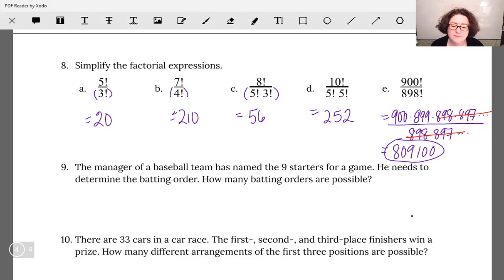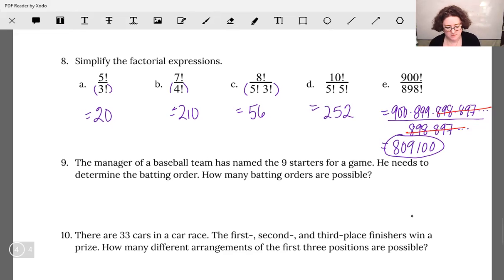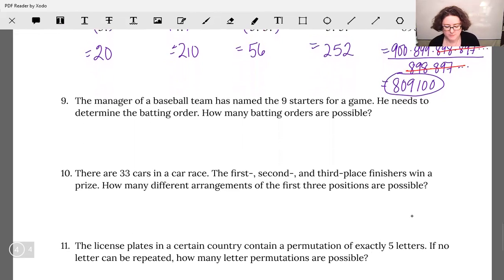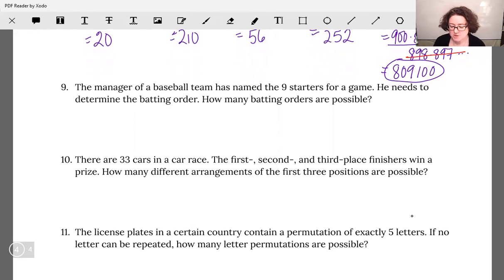Okay, a few more permutation and combination patterns. Okay, number 9, a manager of a baseball team has named the 9 starters for the game, but he needs to make the starting lineup, or the batting order rather. So how many batting orders are possible? So is order important?